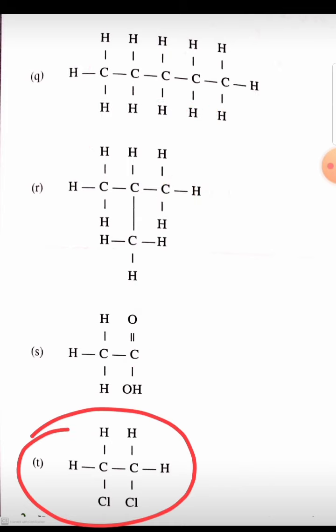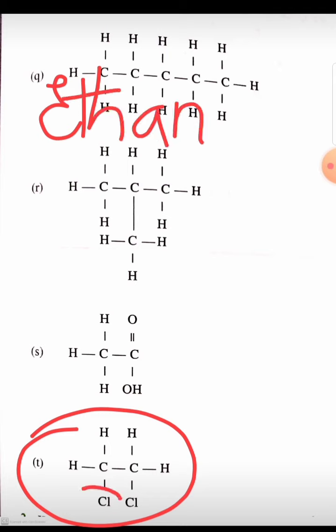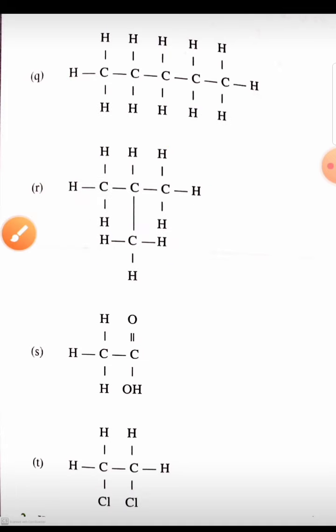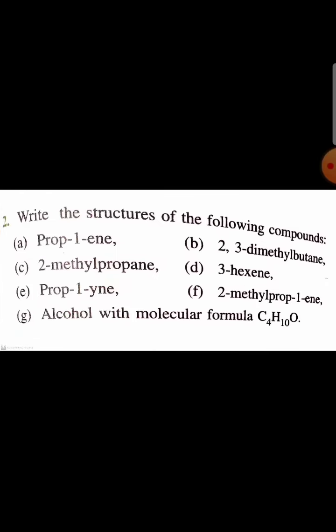Similarly, in this structure you can find 2 carbon atoms, the root word is eth, carbon-carbon single bond, ane, and at the first carbon atom 1 chloro group, at the second carbon atom also 1 chloro group, so the prefix will be 1,2-dichloro. 1,2-dichloroethane is the right answer. So here a few structures we need to solve.